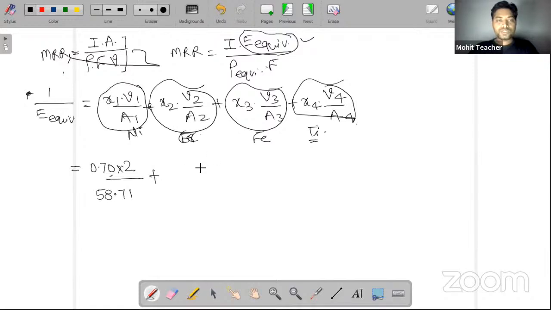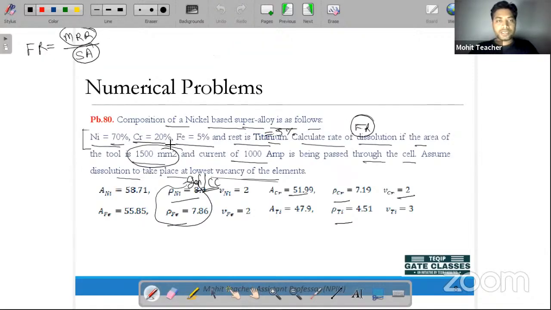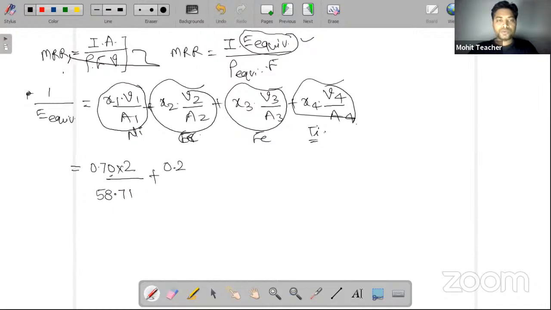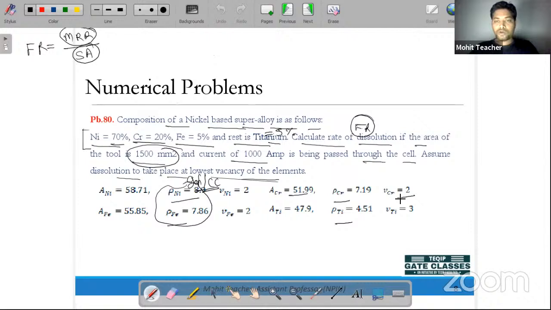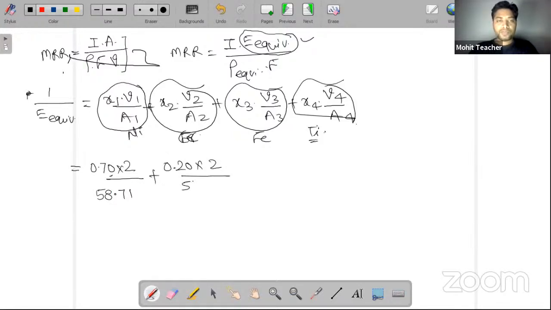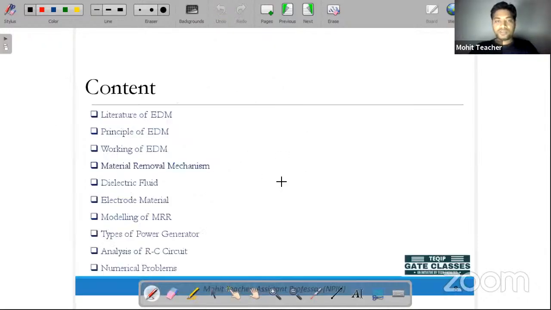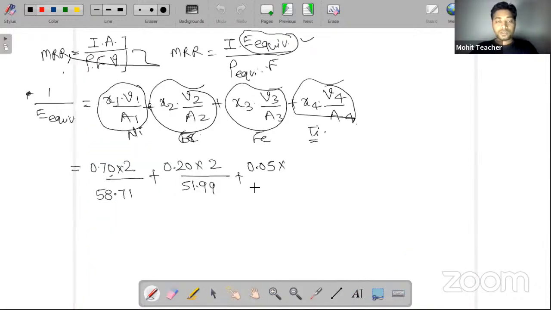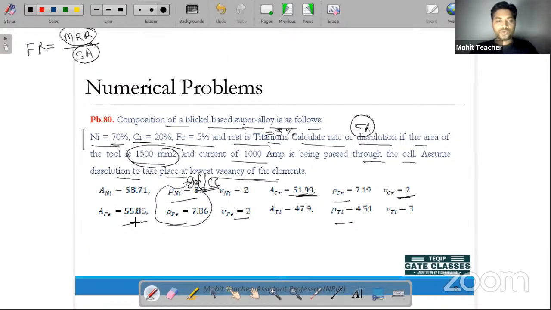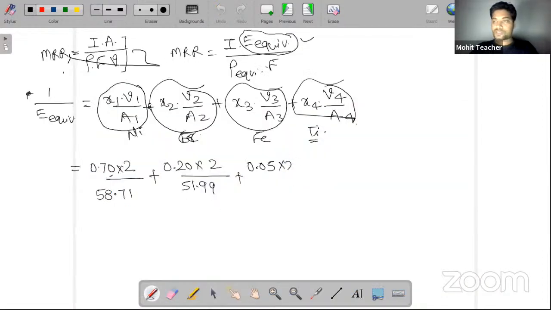Plus x2 is how much? x2 is chromium, that is 20%, so this is 0.20 into v2. V2 for the chromium is valency 2 and the atomic weight is 51.99, so this is 2 upon 51.99, plus x3 is 5%, so 0.05 into v3, which is for iron. So this is 2 upon 55.85.